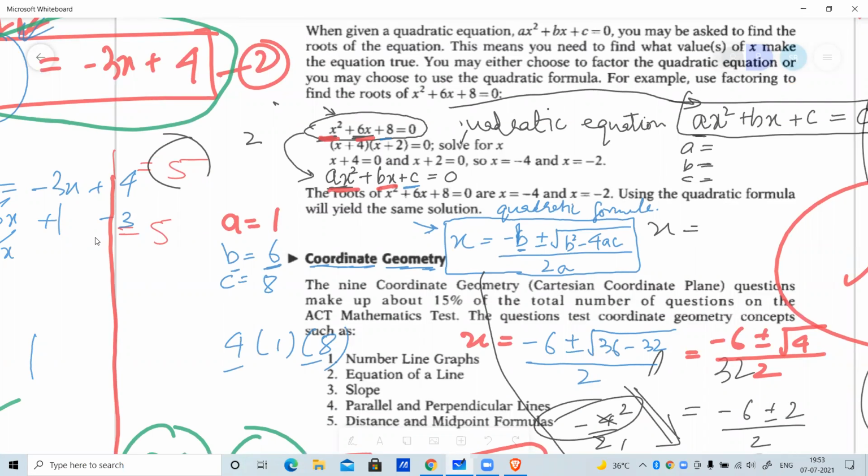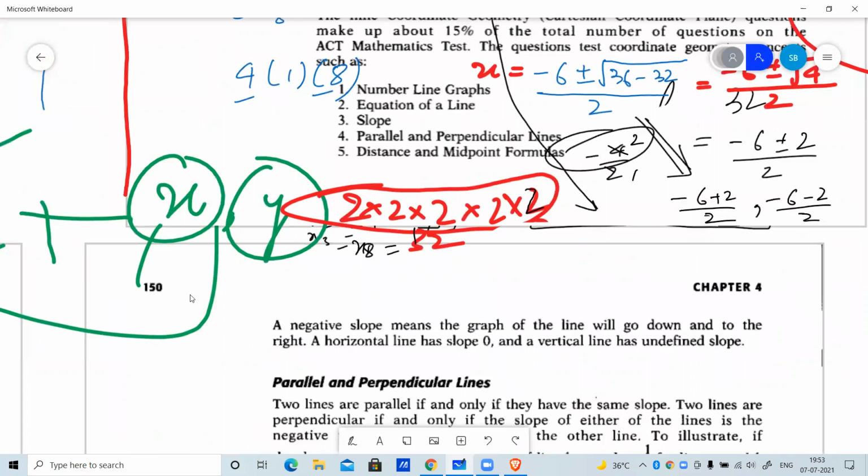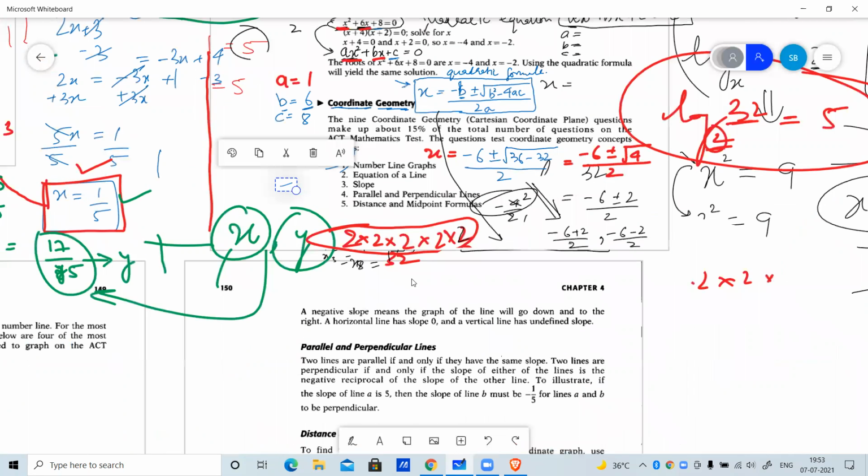coordinate geometry now. We have completed intermediate algebra. That's great. Pre-algebra, intermediate algebra, elementary algebra, we have done. Now we are left with the 15% of the coordinate geometry, and I think 9 or 10% of the trigonometry. So 15% makes up 9 questions. So we have to start these 15%. Now let us just minimize a little bit, zoom out a little bit. Okay.